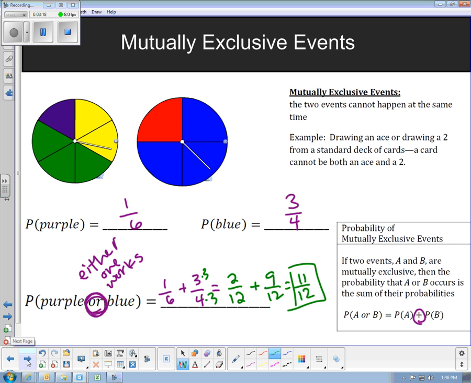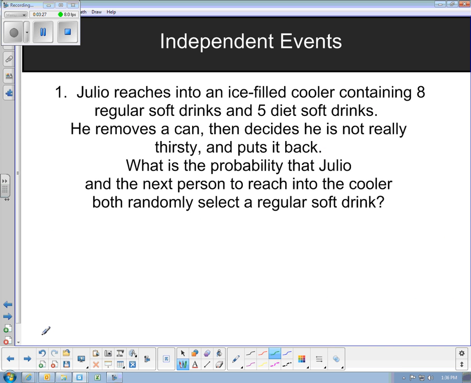So independent means we multiply them together. Mutually exclusive means we add them together. But both of these don't affect each other. Let's take a look at a couple examples.